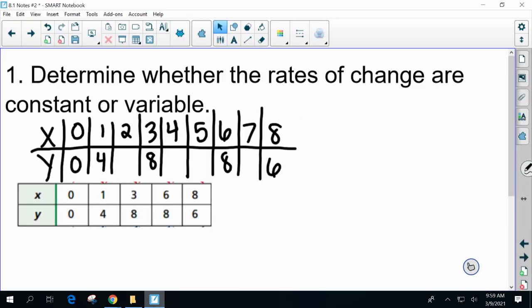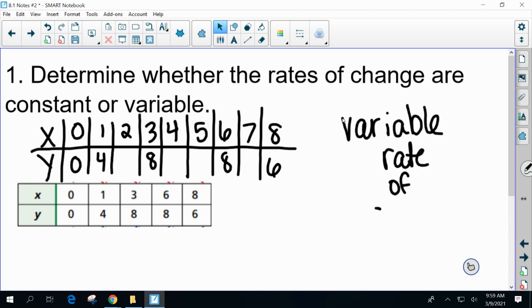Okay, so I want you to look at your y values, and I want you to see if you could fill in the missing parts. Like, is there a pattern? Could you fill anything in? No. What clues you into the fact that there is not a pattern? Because it repeats the same number twice. It repeats 8. So I don't really know of any patterns that I've ever seen that are going to repeat numbers like that. So this would be a variable rate of change.